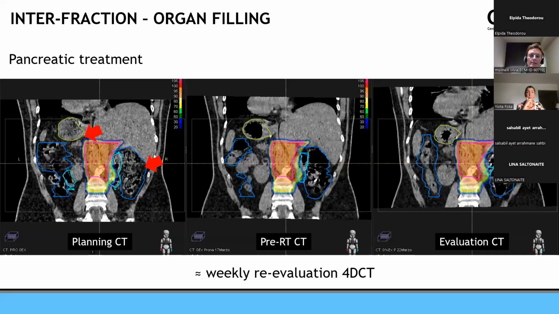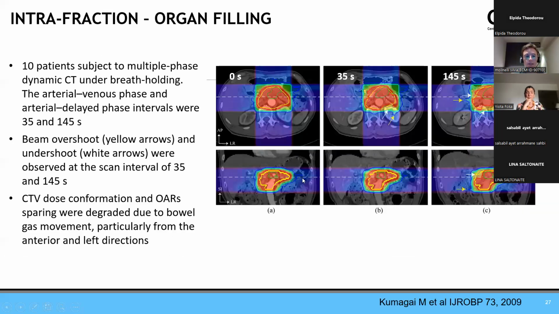So here it's what happens interfraction, so days from days. But this is not something that changes on a daily basis. This is something that changes on a minute basis. So it's a problem that we also have intrafraction, not only interfraction. And it has been shown from the group of, I keep on calling it NIRS, but it's QST now. So the group from Chiba.